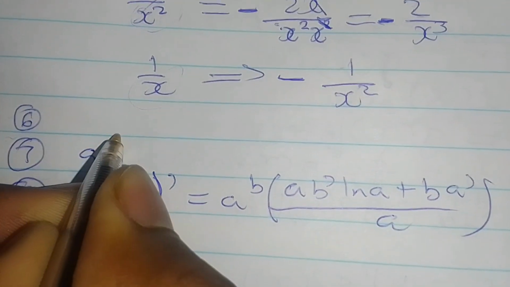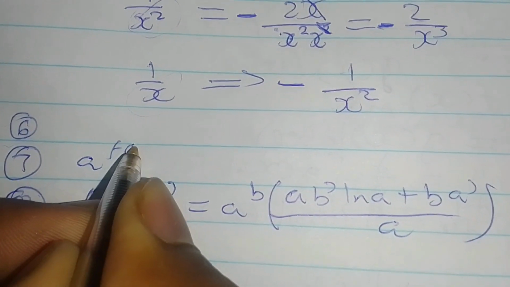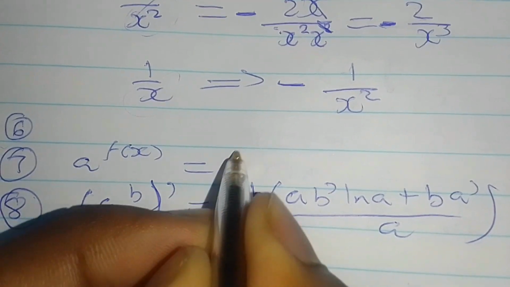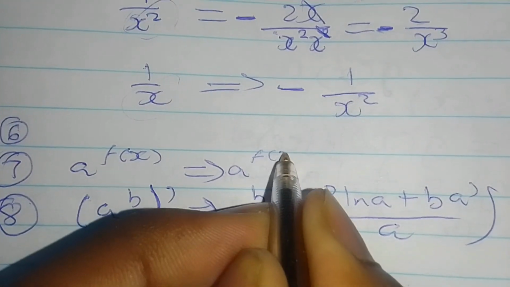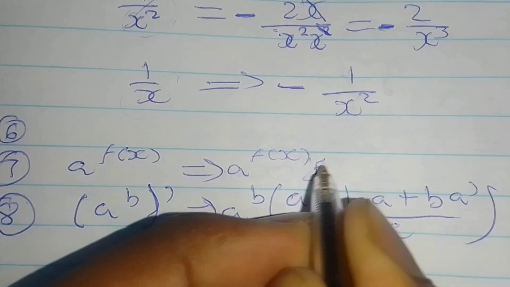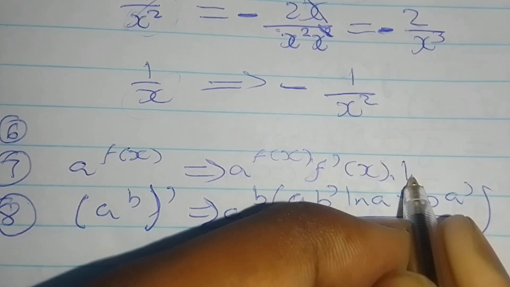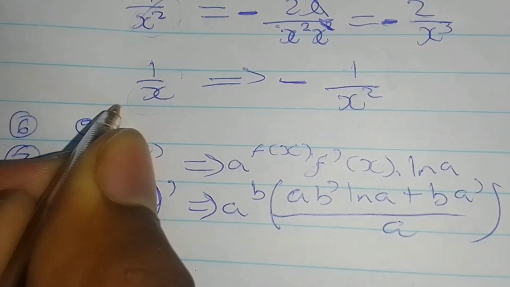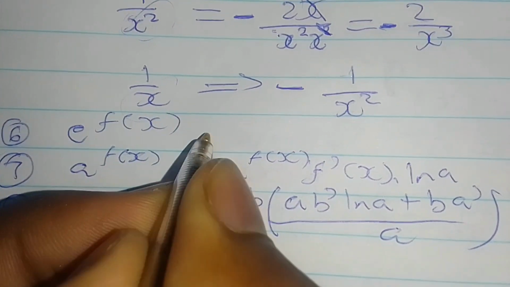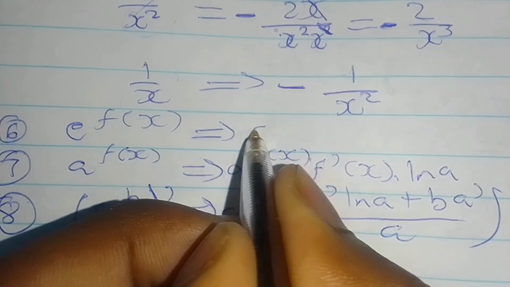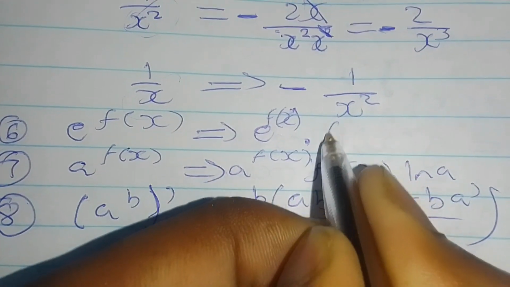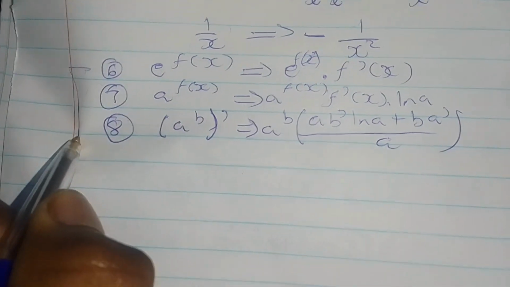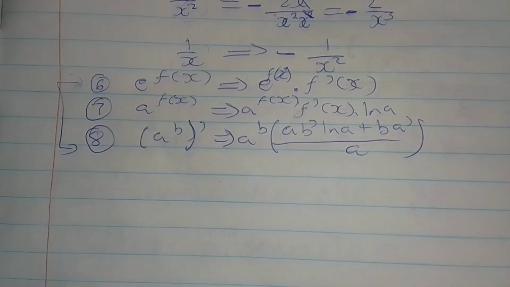And here I have a to the power f of x. If I'm deriving this, it's going to be a to the f of x multiplied by the derivative of f, multiplied by the natural log of a. And if I have e, it's going to be e to the power of f multiplied by f prime. So check out my video on exponential functions on this one. I'm not going to go through it again.